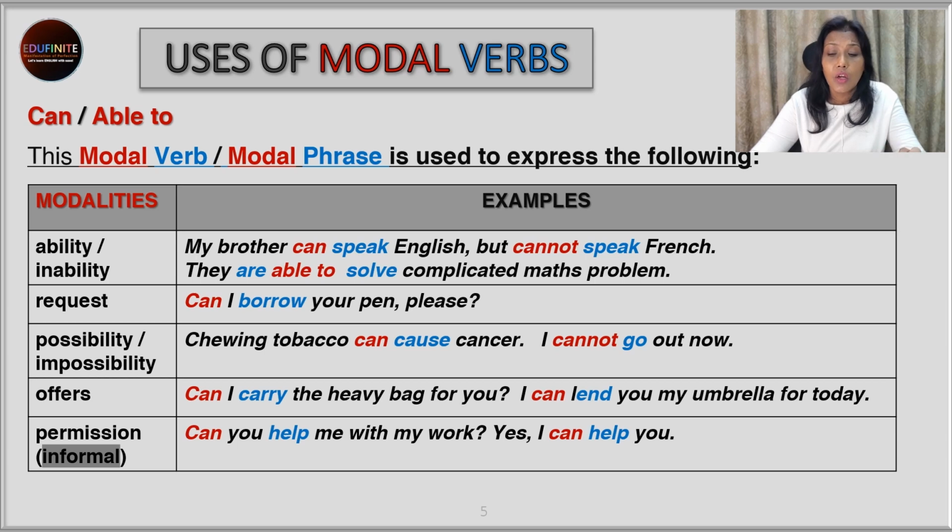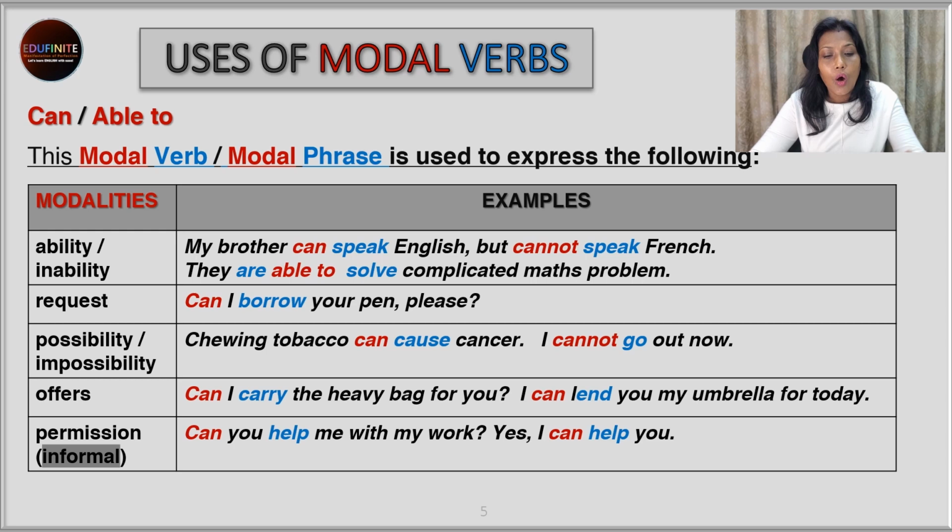Next, impossibility. I cannot go out now. So if someone has come and says, please come with me, I'd like to go there, but maybe I'm tied up with some work. Then I just excuse myself and I say, I'm so sorry, I cannot go out now.